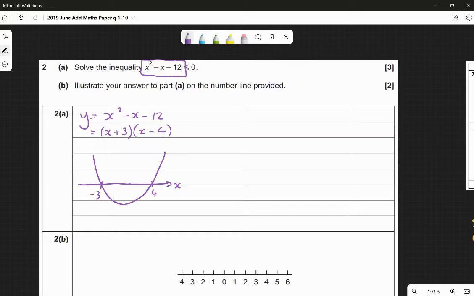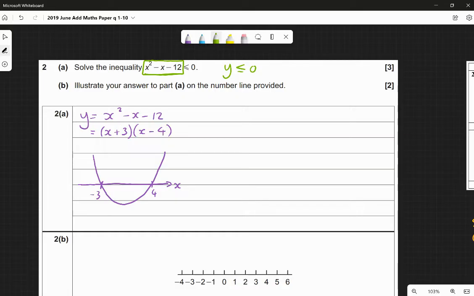So the next thing I want to do is look at this quadratic inequality. This quadratic inequality states that it wants to solve when x squared minus x minus 12 is less than or equal to 0. Now, since I have drawn the graph of y is equal to x squared minus x minus 12, I'm in essence trying to solve when y is less than or equal to 0. So if I replace x squared minus x minus 12 with y, I have the inequality y is less than or equal to 0.